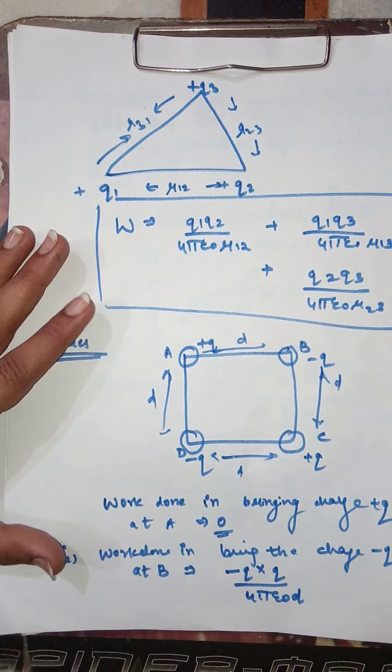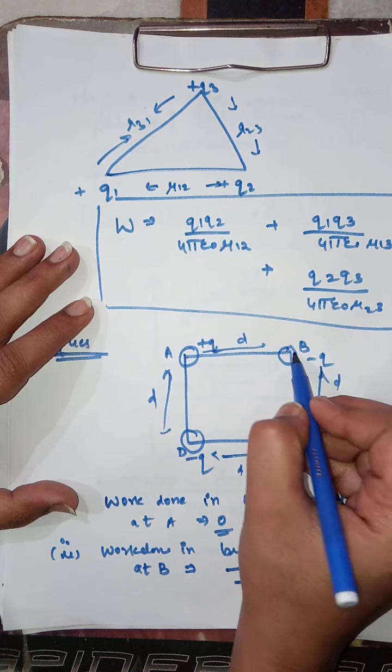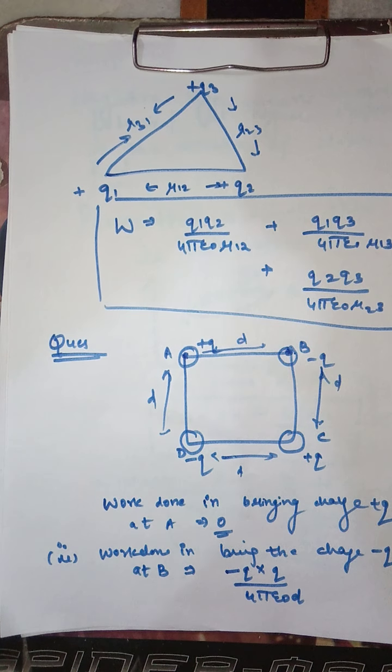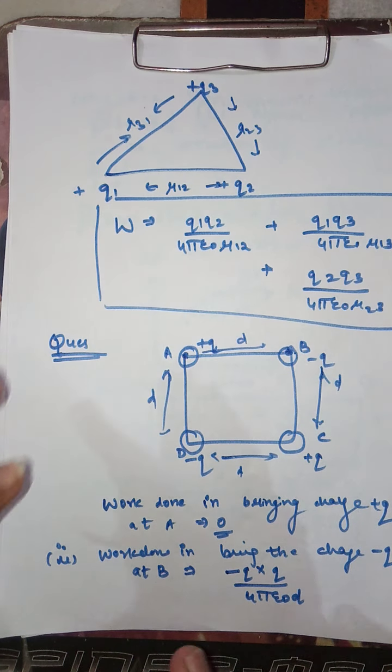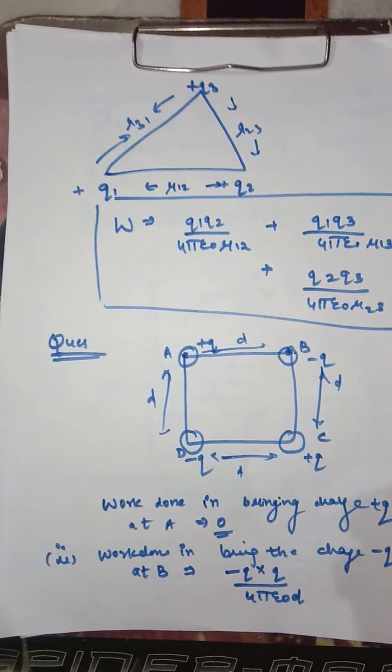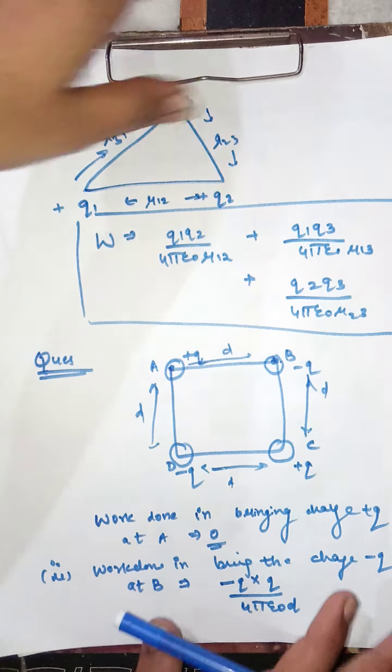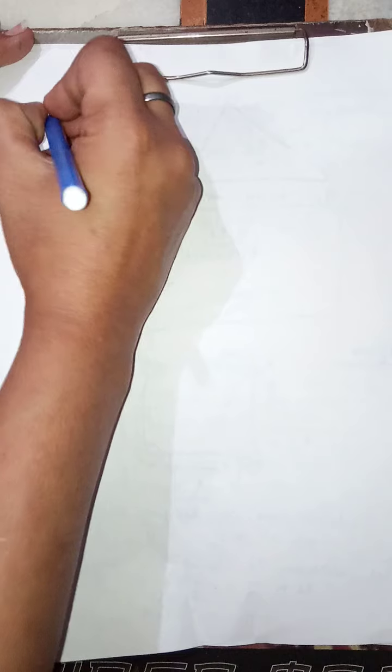Why? Because d is the distance between these two charges, the charge at point A and the charge at point B. So the work done in bringing the charge minus q at point B is given by this, because d is the separation between the charge placed at point A and point B respectively. Third case is work done in bringing the charge plus q at point C.